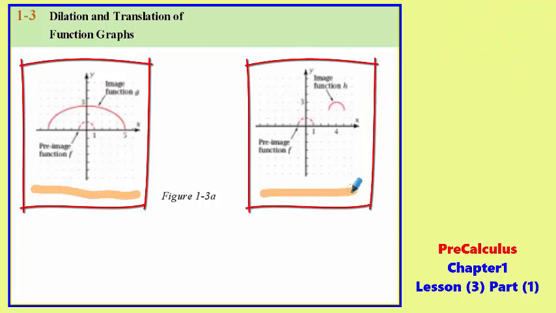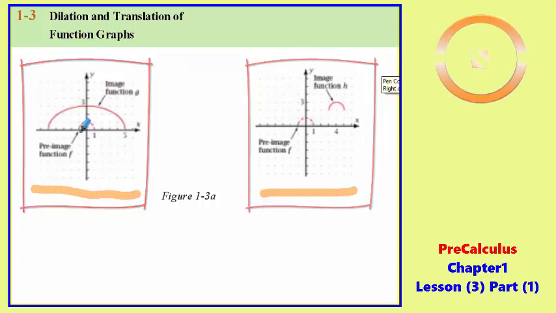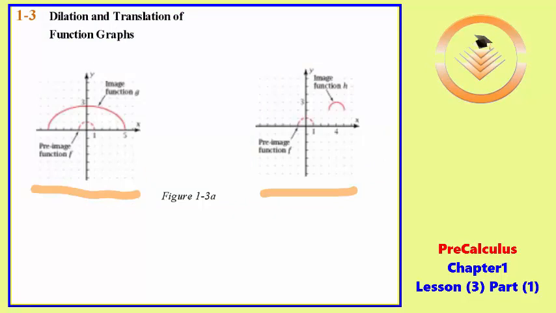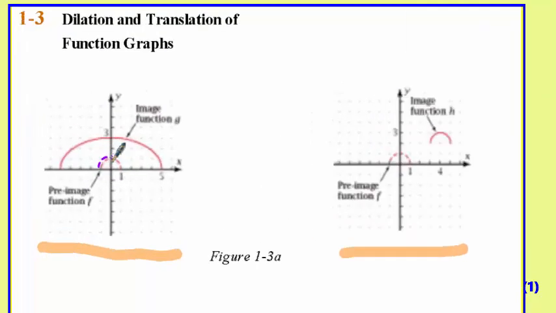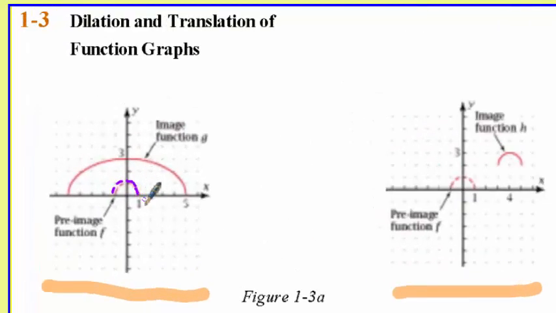Now we are still concerned about the pre-image function f on the middle. We have this pre-image function f, and we also have this image function g. So we have two functions here. We have y of x, and we have another function here. Let's call it g of x. Now our y of x is the pre-image function, and our image function is g of x.